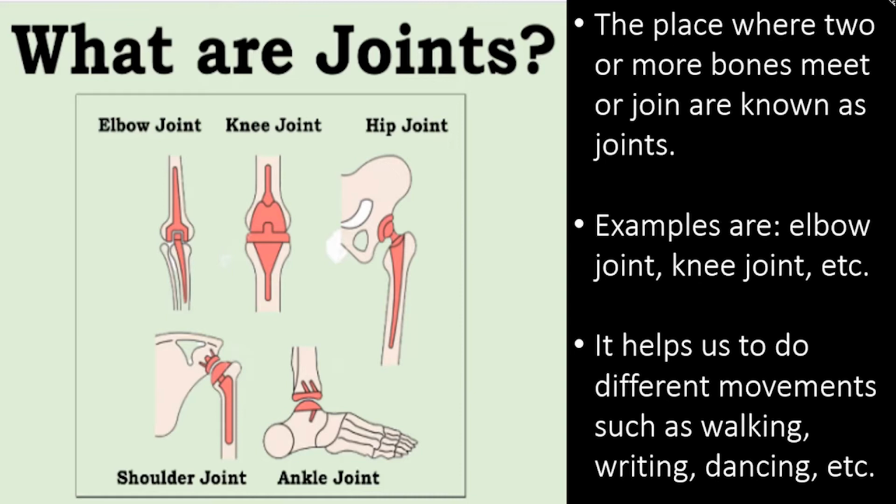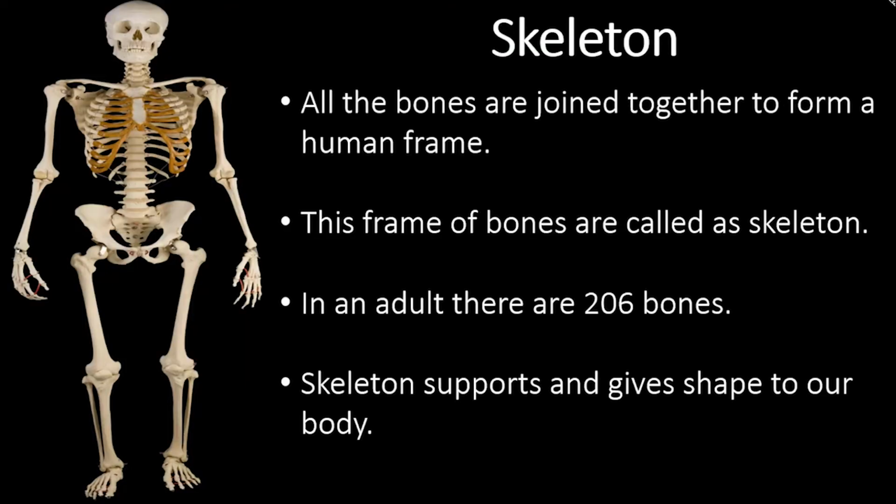Okay, so the place where 2 or more bones are meeting, that becomes the meeting point of the 2 bones, are called joints. And there are joints throughout our body, and with the help of the joints we do different movements, and the examples are many. We write, we dance, we walk, we do so many things.